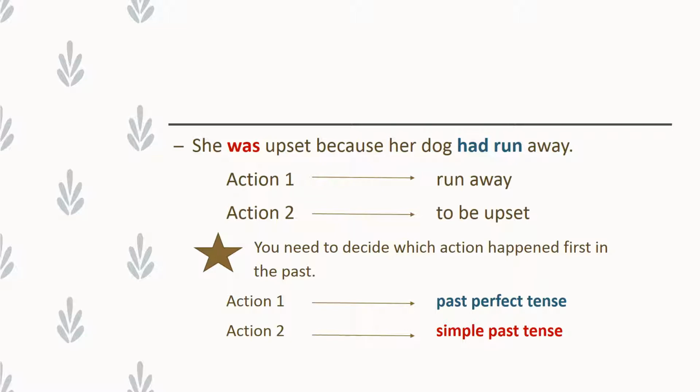Now you need to decide which action happened first in the past. Her being upset or the dog running away. She was upset because her dog had run away, so running away is the first action, and being upset is the second action. That's why in action 1, which is her dog had run away, we used past perfect tense, and in action 2, which is she was upset, we used simple past tense.